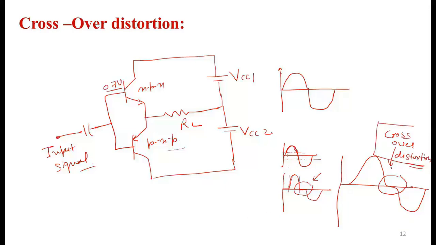This crossover distortion can be removed by using the class AB amplifier. What is the class AB amplifier? In the class A amplifier, we have the Q point in the center of the load line. In the class B amplifier, we have the Q point at the cutoff point. This is class A, this is class B. And for the class AB amplifier, we have the Q point at this point, which is in between class A and class B. We can remove the crossover distortion problem by using the class AB amplifier.